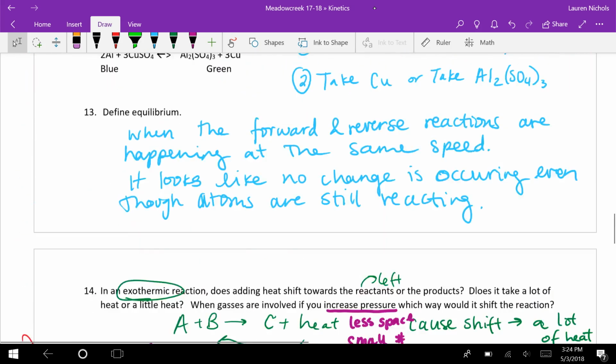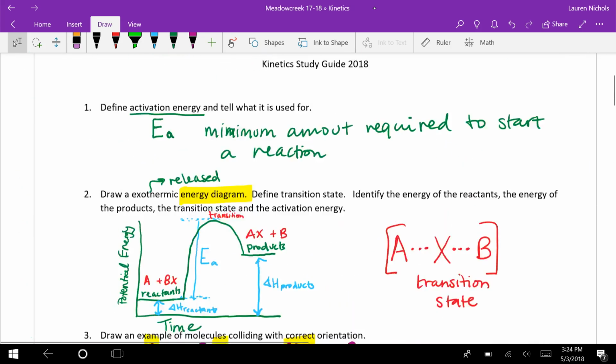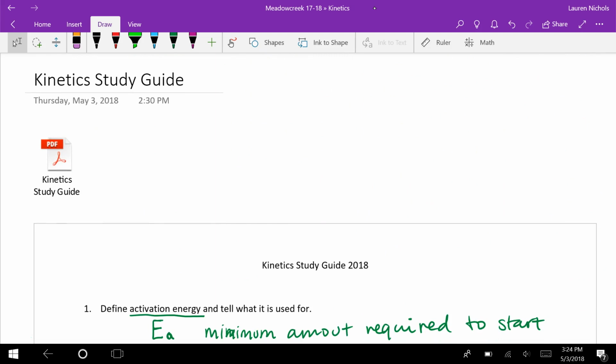So that would be your study guide. Hopefully between this and your other videos, you are going to feel ready for your kinetics test. Have a good night.